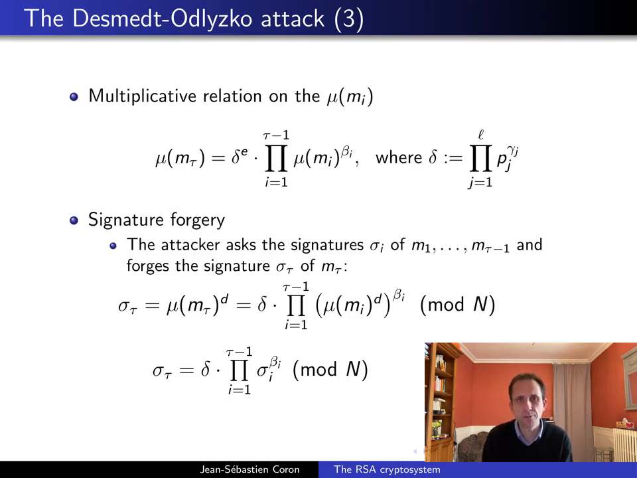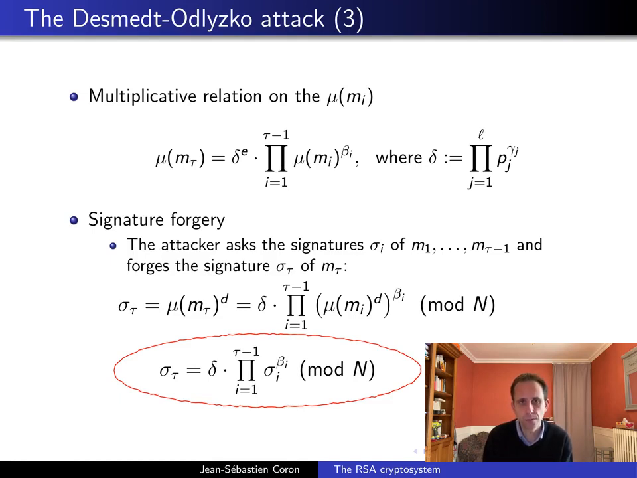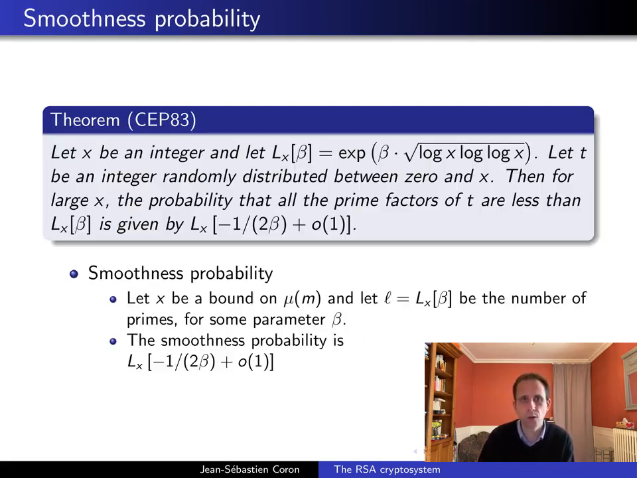Because when we raise this previous equality to the power of d modulo n, we obtain that the signature of the message m_τ, by definition μ of m_τ to the power of d, is equal to δ, because δ to the e times d is equal to δ, times the product for i equals 1 to τ−1 of μ of m_i to d to β_i modulo n. And by definition, this is the product of the signatures σ_i to the power of β_i. So now we can express one signature as a multiplicative combination of the others, modulo n. So this means that we have our forgery.